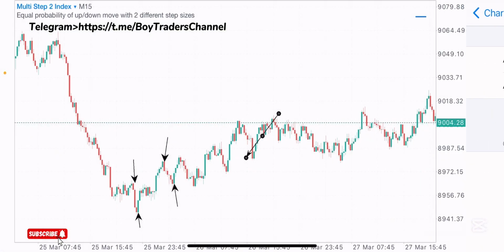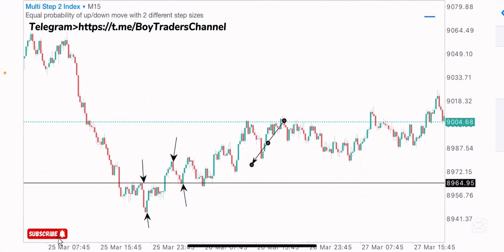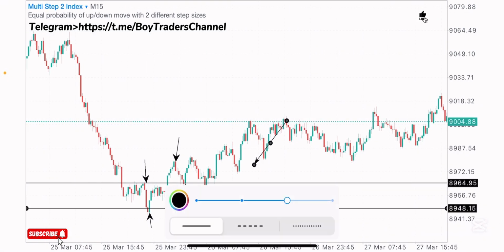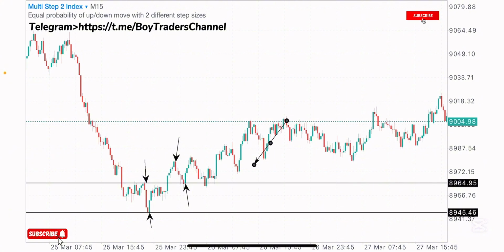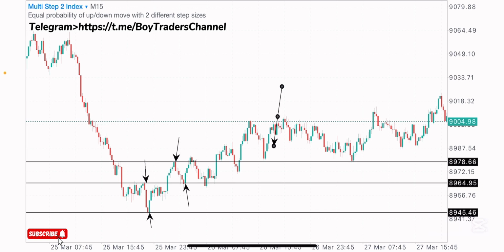When we check the price value of the first high that formed, which is this high here, the price value is 8,964, and the value of the first low is 8,945. Then price proceeded to form a new high formation, which is a higher high. Why is this high called a higher high? When we check the value of this high, its value is 8,978, which is higher than the value of the previous high, which is 8,964. So that's why this high is called a higher high formation.